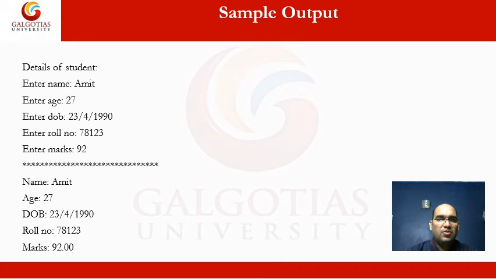The simple output will naturally print the name, whatever you give as input. Suppose these are the actual inputs here. Details of student: enter name, we have entered Amit, enter age, we have entered 27, then date of birth we have entered this way, right? Roll number this, and marks this. So finally it will give you the output like this.